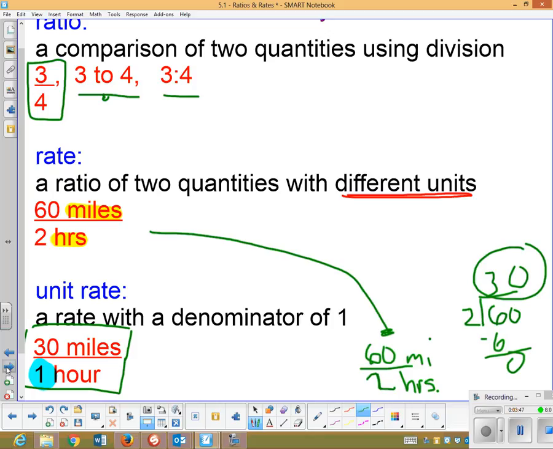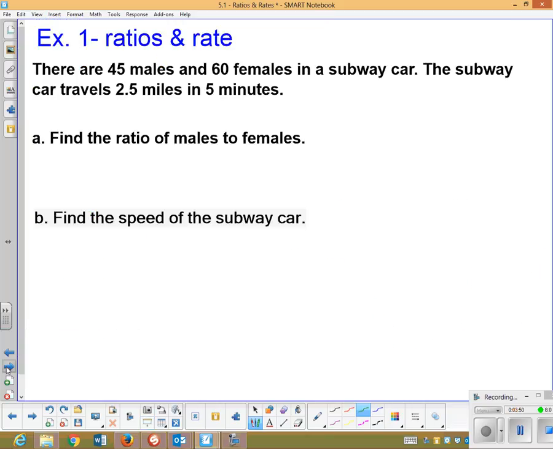Okay, the next word I have is a rate. What is a rate? A rate is a ratio. So a rate is a fraction, but this time you need to make sure that there are units attached to it. Notice here, we don't have any units. We just have 3/4. Now, if you look at this, not only do we have a fraction of 60/2, but there are units attached to it.